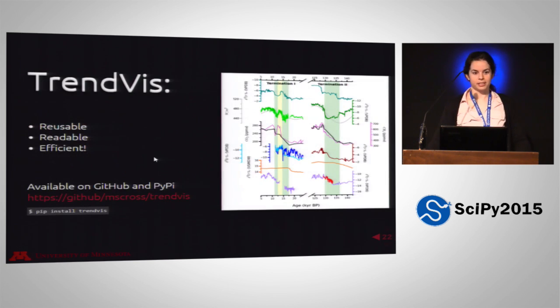Okay, and we are actually all done with our figure. So TrendVis makes these very readable figures with highly efficient, extremely reusable code. You can get it on, as I've said, GitHub and PyPI. And that's about it.